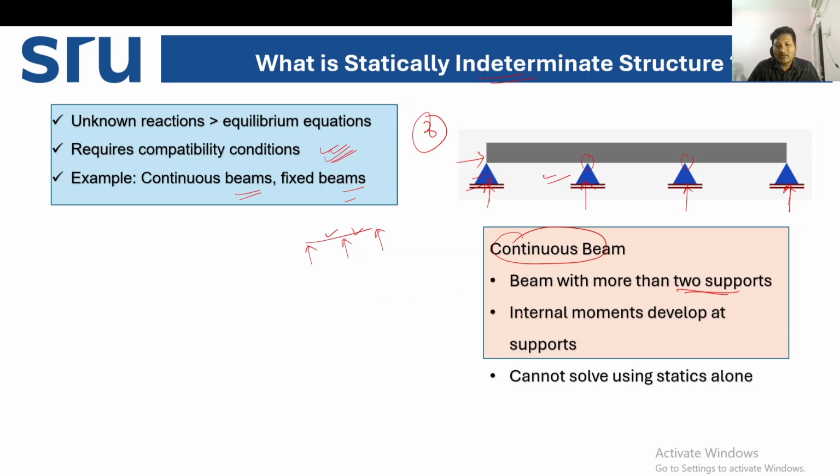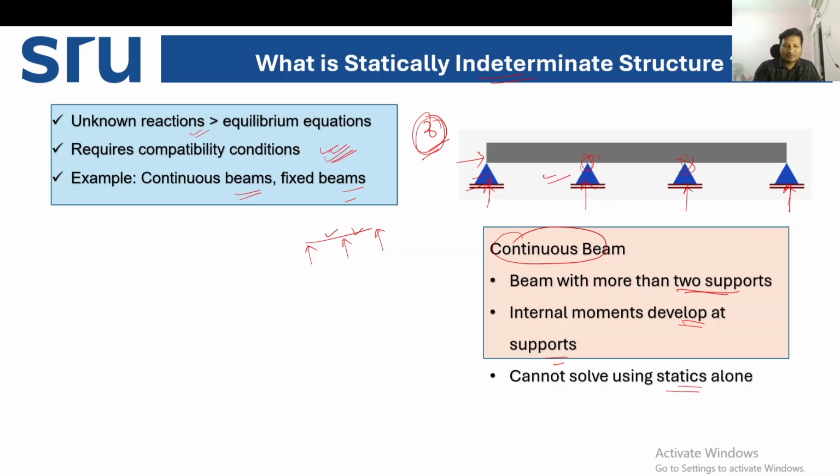So what happens in the continuous beam? Internal moments are developed at the supports. Because of that, we cannot solve using statics alone. We have three equations of equilibrium, and by using them, we cannot solve these extra unknown reactions. That is why we need compatibility conditions or some extra equations to solve these unknowns.